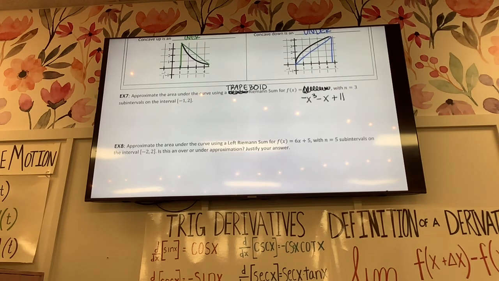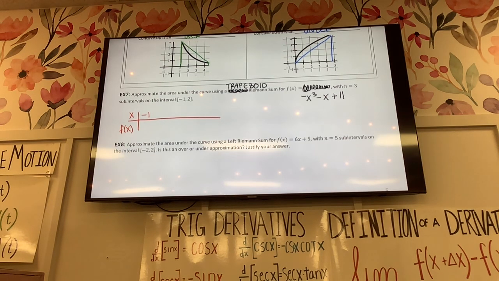Okay, so I want to approximate the area under the curve using a trapezoid Riemann sum for this function right here with 3 subintervals on the interval from -1 to 2. You might like drawing a graph or you might like drawing a table. I'm kind of more of a table person. So I know I'm starting with my table. I'm going to start with -1. And then I'm going to go 0, 1, 2.